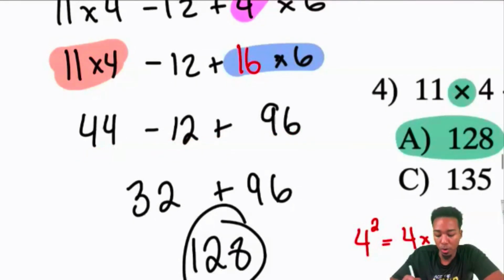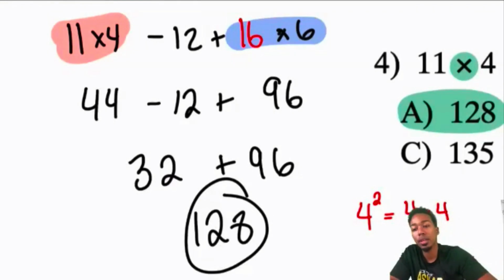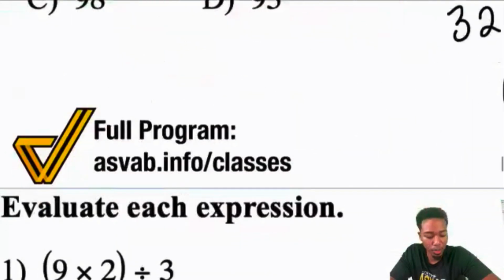84 plus 44 would still get you 128. So again, if you're going to reverse the order of multiplying or adding or subtracting, just make sure to bring the sign with you. Just make sure to bring the sign with you. So great iteration there. And number 3, Taylor, I got you.